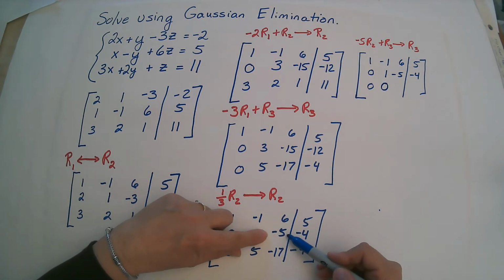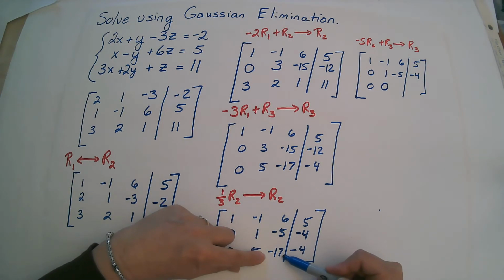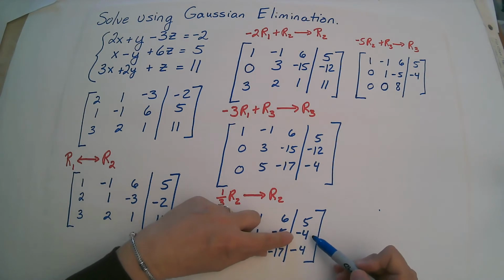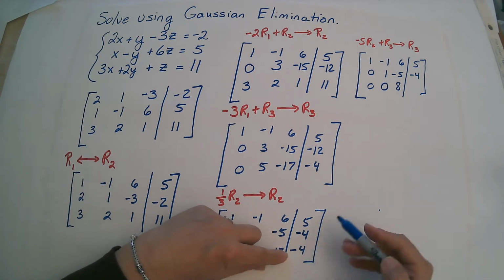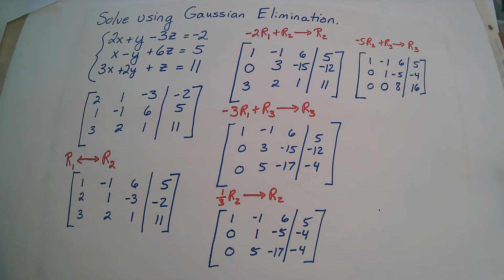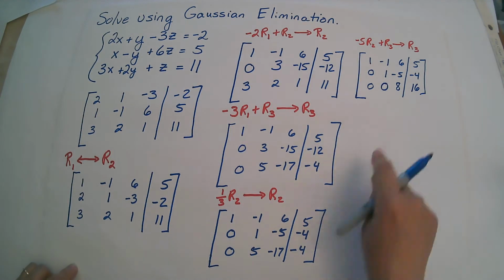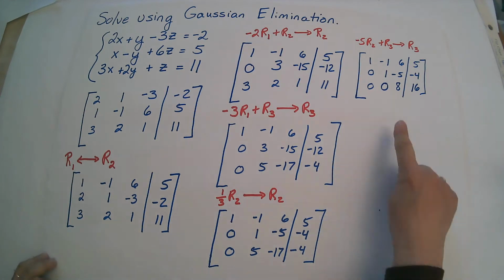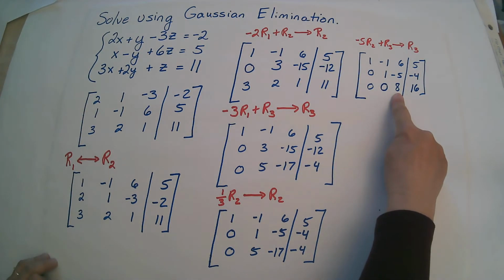-5 times -5 is positive 25, plus -17 is 8. And -5 times -4 is 20, plus -4 is 16. Now, if that bugs you, just grab a piece of scratch paper like I did on the previous two to find those values. And I hope you can see our last step. We need to make this be a 1.